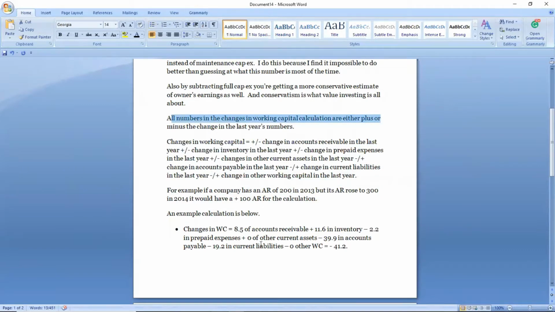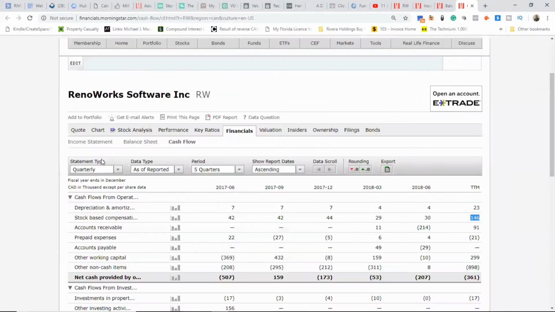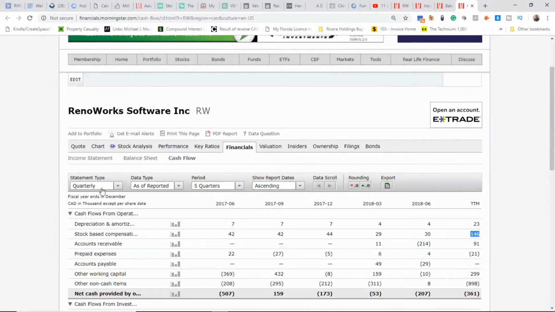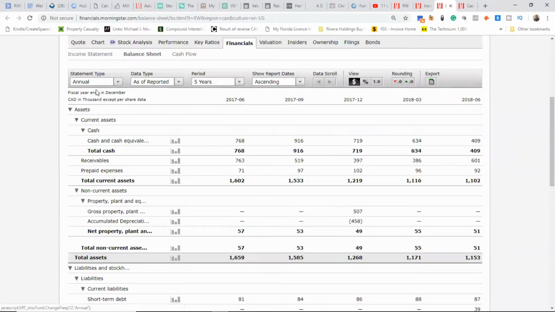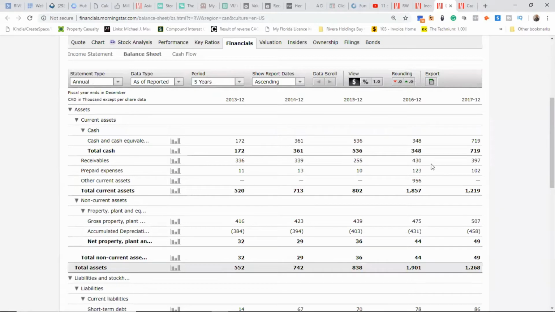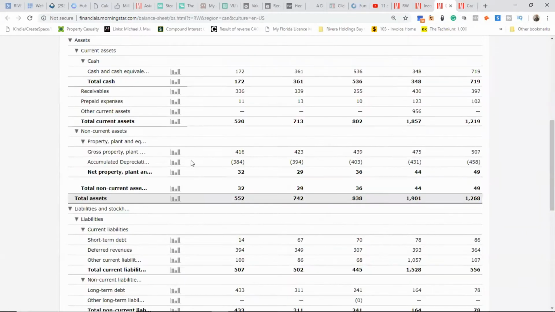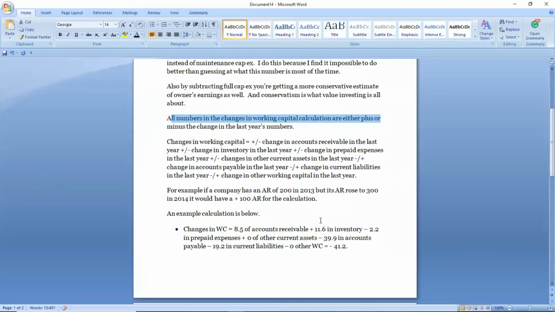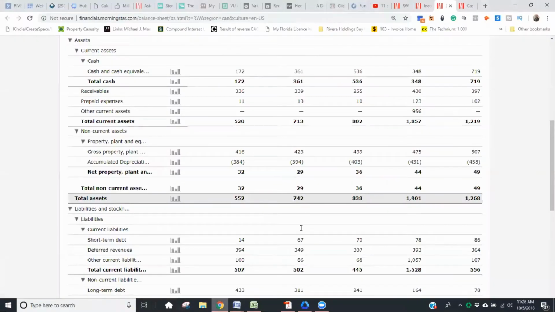So for example, let's go back. Now we need the annual number. So this is annual now. So we need the changes in working capital in these numbers from here to here. So we want the difference in these numbers. Changes in working capital: so plus or minus the change in accounts receivable in the last year.